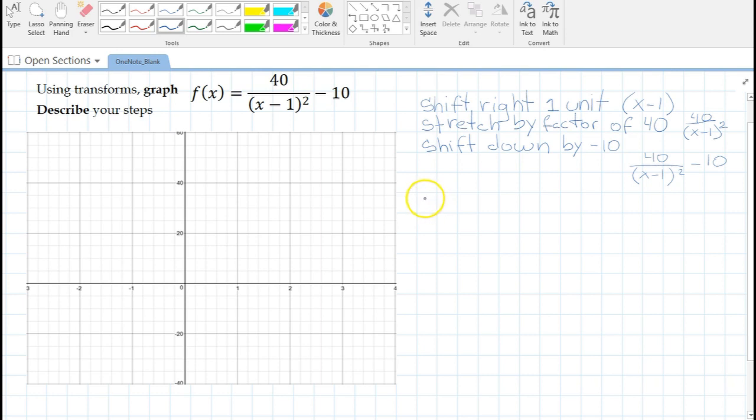Now to find our axis of symmetry, or vertical asymptote, it will be the same way. We are going to take our denominator to find the vertical asymptote, and we're going to solve for x. When we have this square here, that means that we have two parentheses that are the same.